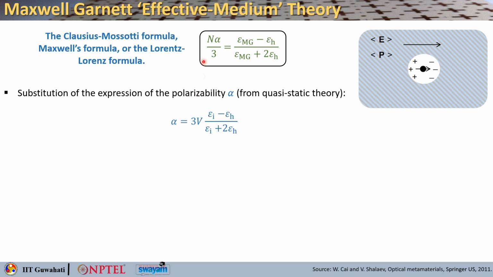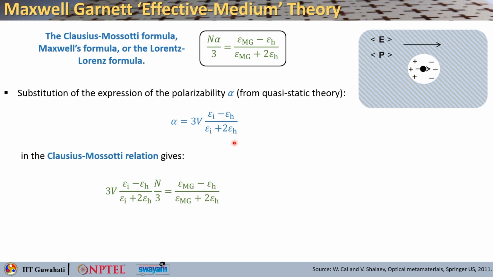Okay. So, in this particular equation, if you substitute the value of the polarizability alpha that is coming from the quasi-static theory, you can find the polarizability as 3V, where V is basically the volume of the sphere, times (epsilon_i - epsilon_h) divided by (epsilon_i + 2 epsilon_h). So, in that case the Clausius-Mossotti relation looks like this. So, you have 3V (epsilon_i - epsilon_h) divided by (epsilon_i + 2 epsilon_h), times n/3, equals (epsilon_mg - epsilon_h) divided by (epsilon_mg + 2 epsilon_h).